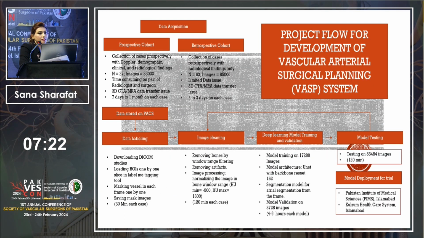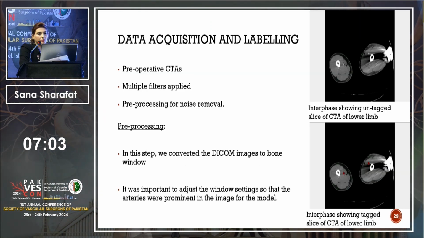So this is, again, the project flow for the development of the vascular arterial surgical planning system. After data acquisition was done through the prospective and retrospective way, data was stored on the PAC system, then it was labeled, and then artifacts were removed, and then deep learning model training and validation was done, and finally model testing was done. CT scans were collected by the radiologists and the surgeons, and multiple filters were applied to give sharpness and smoothness to the images for improving the features.